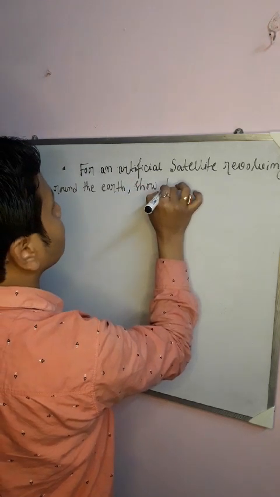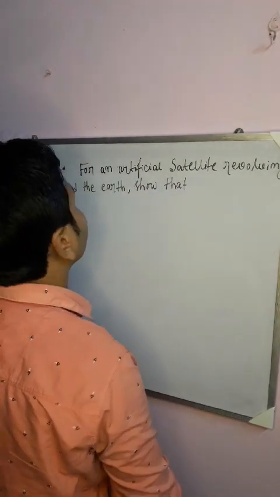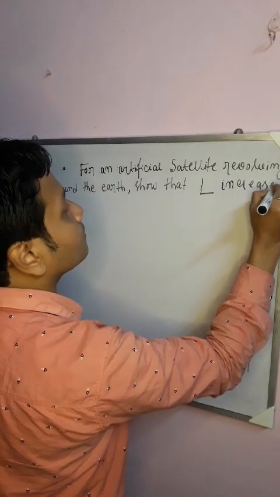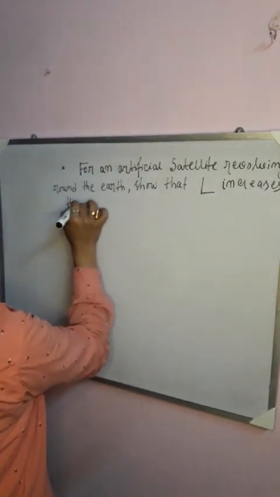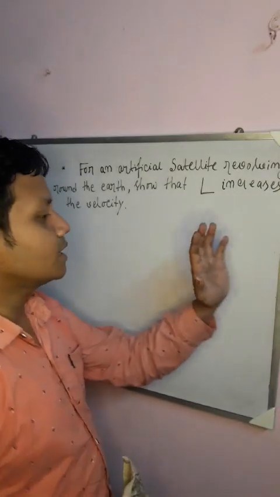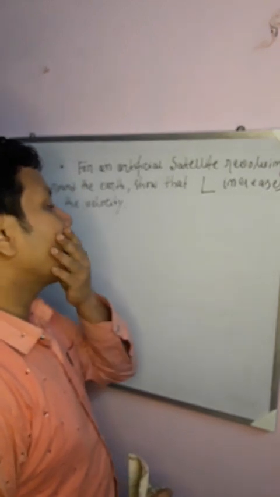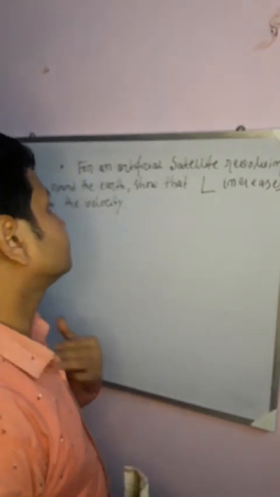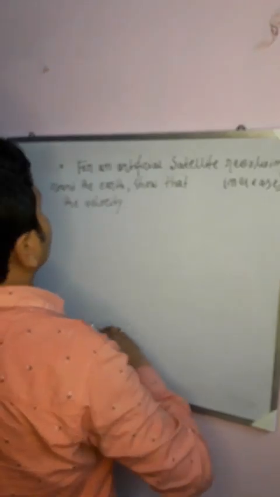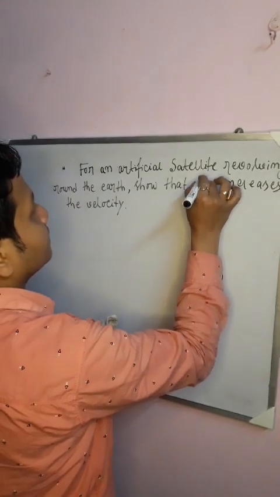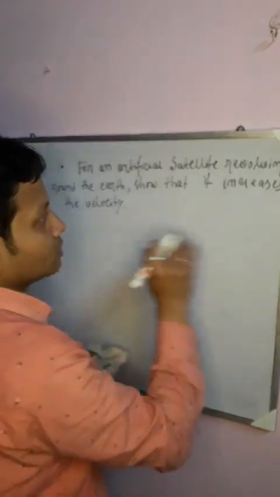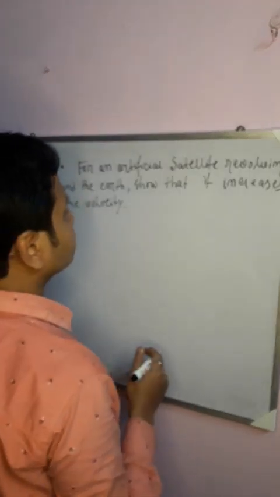show that, this is also a conceptual question. Show that L increases the velocity. That means we have to show that the velocity of the satellite increases. Or you can say, show that it increases the velocity. That means we have to show that for a satellite revolving around the earth, its velocity always increases. Okay, so how can we prove it?